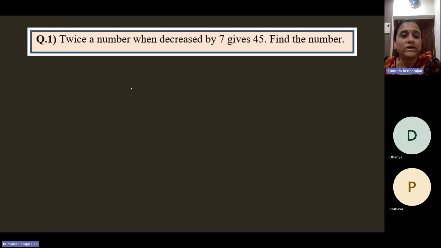All right. So here, twice a number when decreased by 7 gives 45. Twice a number, let the number be x. So twice a number, 2 into x, 2x, decreased by 7, minus 7, gives equal to 45. Correct?